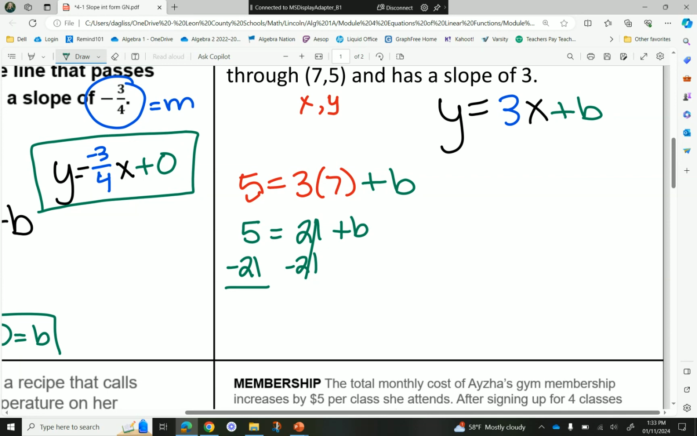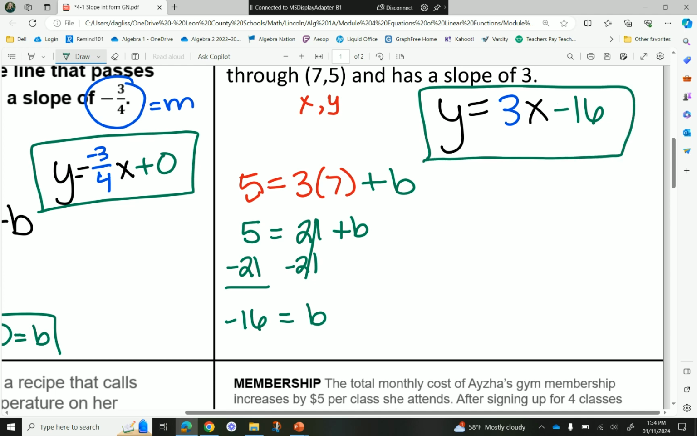So what is 5 minus 21? Negative 26. Wait, close. Not 26, it's negative 16. I was close. It's negative 16. That's my b value. So now I can plug that in its spot. So we have negative 16, and this is the equation of my line.